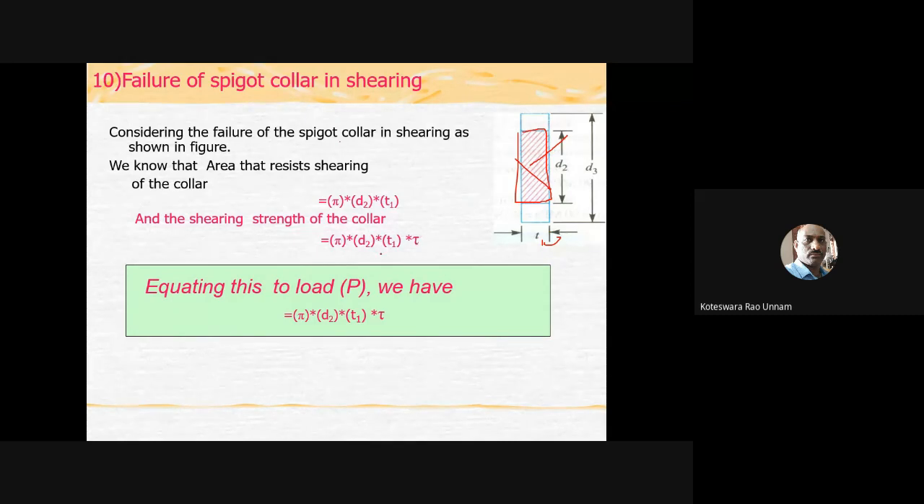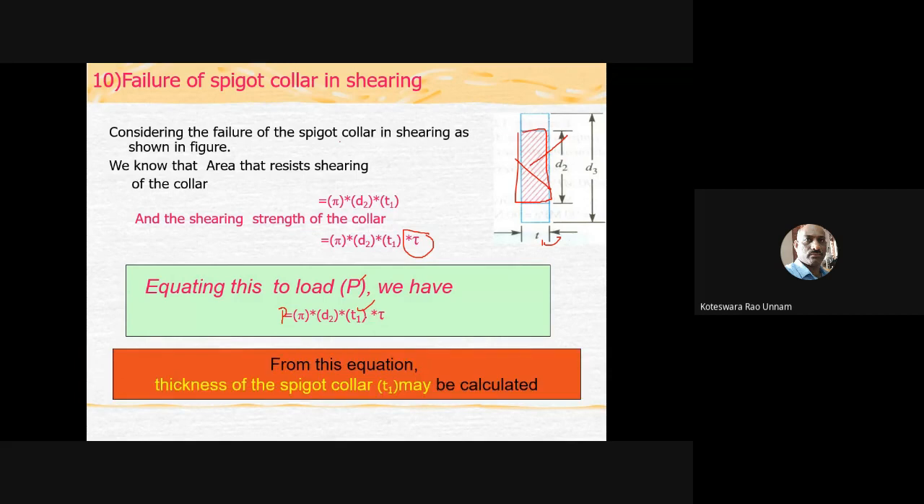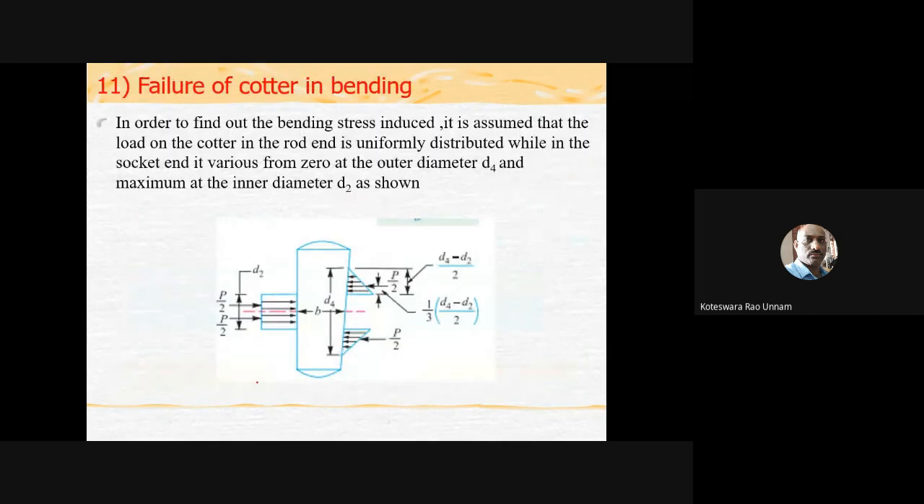So pi into D2 into T1 is going to be the area which is in shear, multiplied by tau, you will get the shearing strength of the collar, and then you need to equate that to the applied load P. From this you can calculate T1. Once you have got T1, the next thing is, of course, here we already calculated the dimensions of the cotter, but still we'll try to check for bending also.